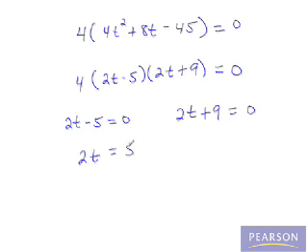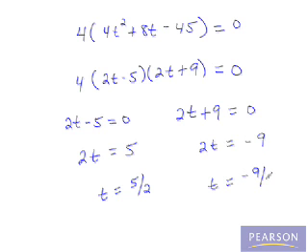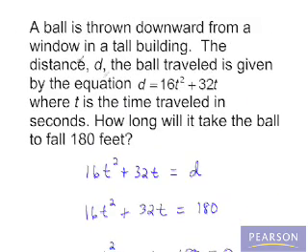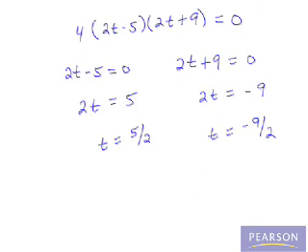We get 2t equals 5, t is equal to 5 halves, or 2t equals negative 9, t is equal to negative 9 halves. And because of the context of this problem, we're trying to find how many seconds elapsed in order for this object to fall 180 feet. We cannot have a negative time. So that answer is an extraneous solution.